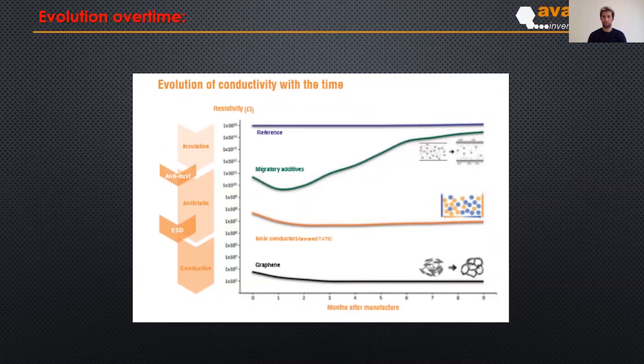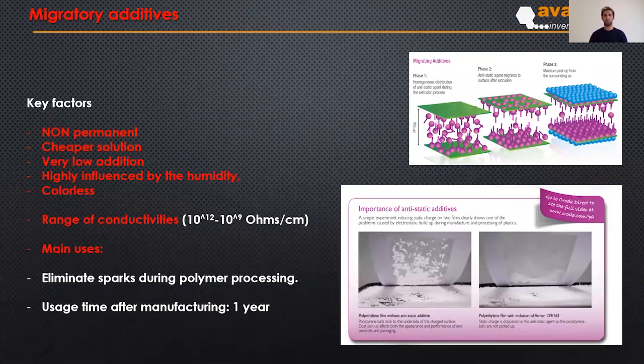If we work with an ionic conductor, we need a small period of stabilization, but after this, 1 week or something like this, you have a more stable resistivity. The same happens, for example, with graphene or with another carbon black system. Now we are going to talk about each one of these additives. The first one is the migratory additive.